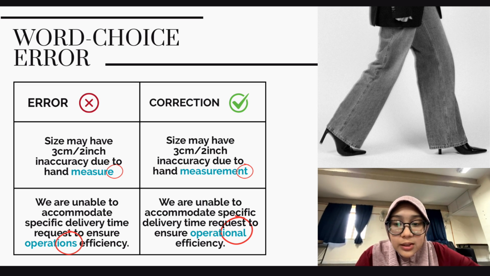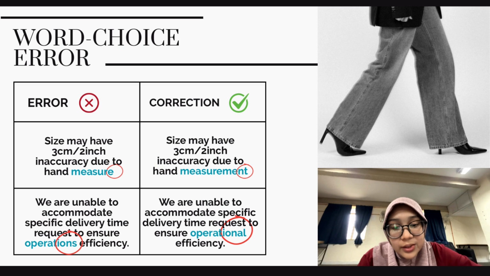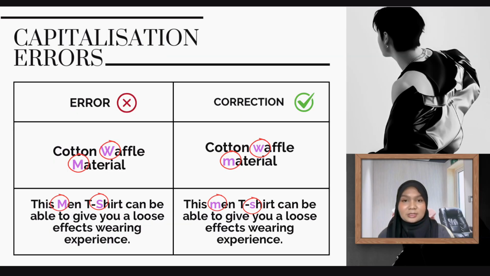For the second sentence, "we are unable to accommodate specific delivery time requests to ensure operation efficiency." The error here is the word "operation," since the sentence describes efficiency, which needs an adjective, not a noun. The correct word is "operational," since using "operation" makes the sentence grammatically incorrect and very unclear. Therefore, in both cases, the wrong word prevents the meaning from being expressed clearly, which is why these are word choice errors.